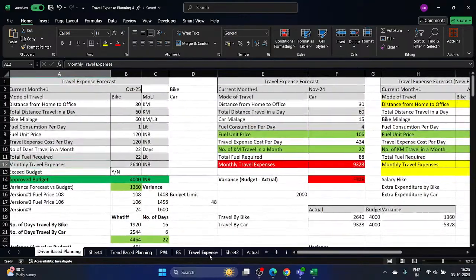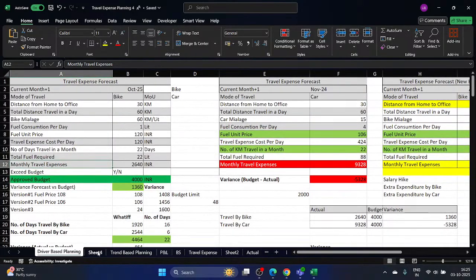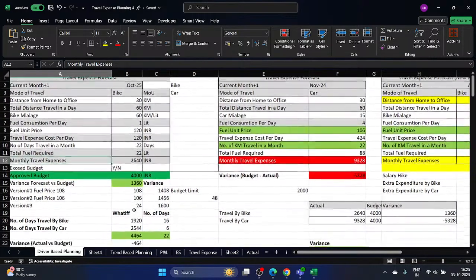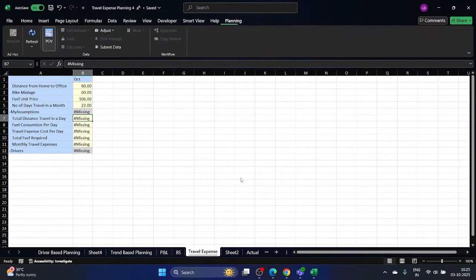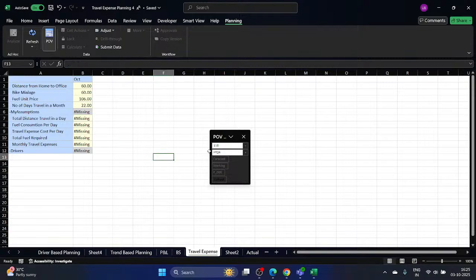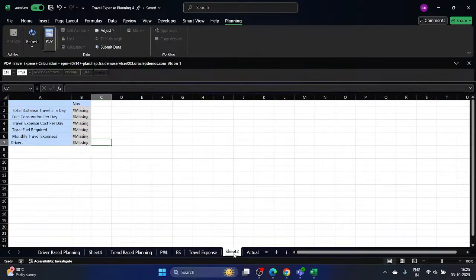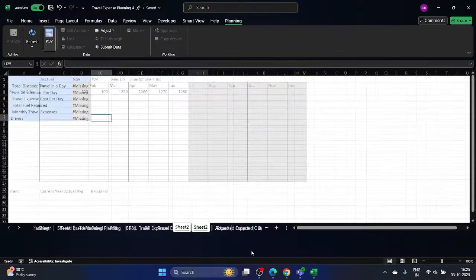Here we will also discuss in upcoming classes trend based planning, and also some other concepts we will discuss in our upcoming classes.